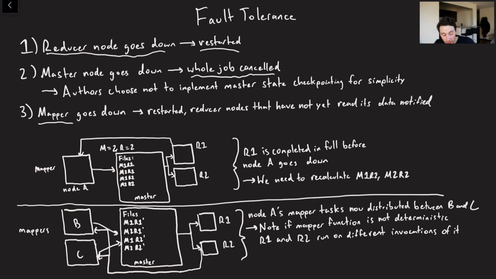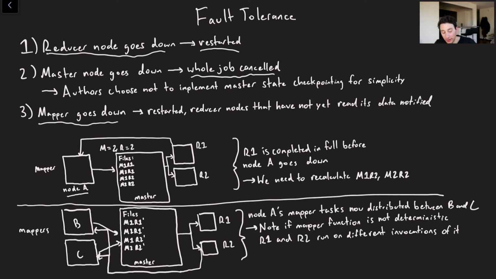Number 3 is that a mapper goes down. So this is what I would consider a pretty interesting scenario. The reason being that if you recall, when a mapper completes its job, it only syncs its output to local disk. It's not replicated anywhere. So we actually lose that state when it goes down. So let me go ahead and show what this might look like in practice.